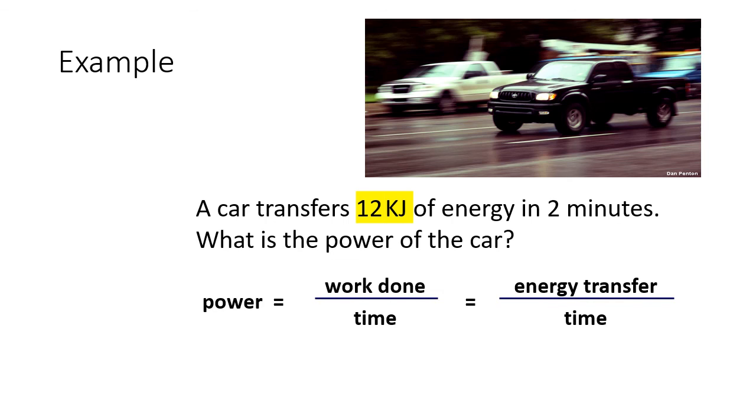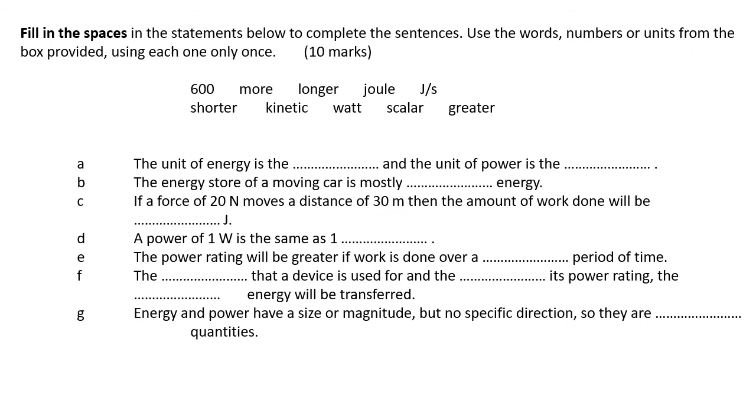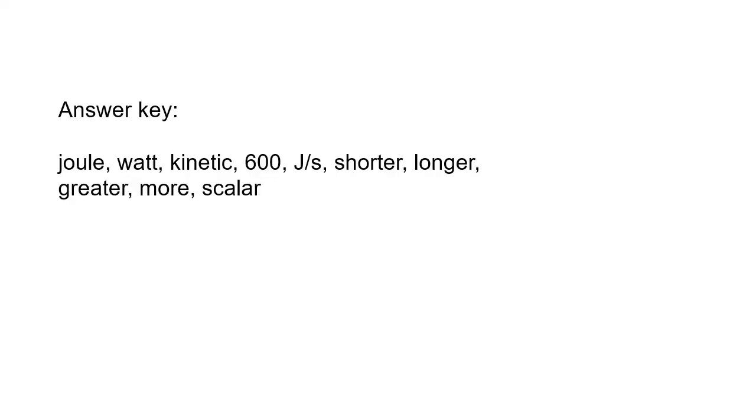Well done if you got the correct answer. Again, I have to convert the units. So 12 kilojoules means 12,000 joules, and 2 minutes means 120 seconds. So your answer is 100 watts. Well done. Now you can pause this video and fill in the spaces in the statements below to complete the sentences. Use the words, numbers, or units from the box provided, using each one only once. Well done. You can mark your answers now.